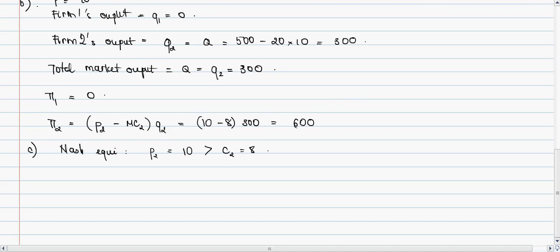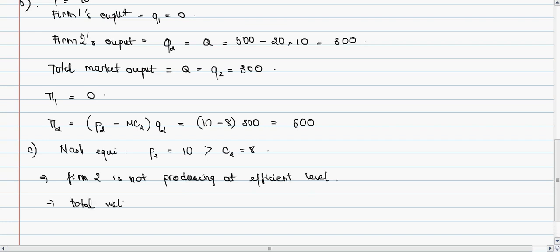Okay, so in this case we know that the price the firm is charging is bigger than its marginal cost, so we know that firm 2 is not producing at an efficient level, and therefore total welfare in the market is not maximized.